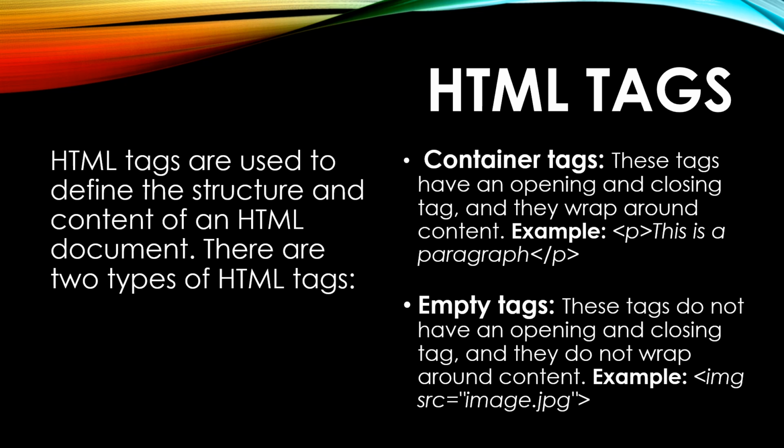So now let's move on to HTML tags. HTML tags are used to define the structure and content of an HTML document. There are two types of HTML tags: the container tags and the empty tags. The container tags have an opening tag and a closing tag. They wrap around content. So basically, a container tag has an opening tag, it has content, and then it ends with an ending or closing tag.